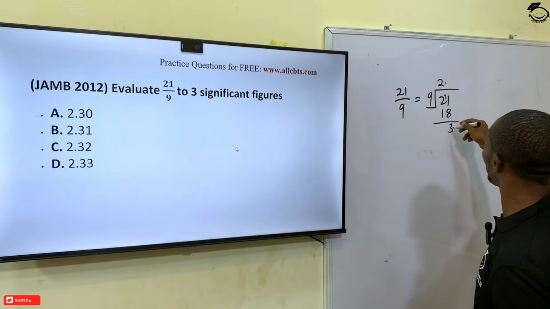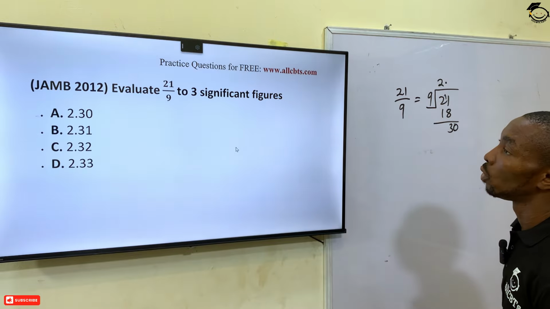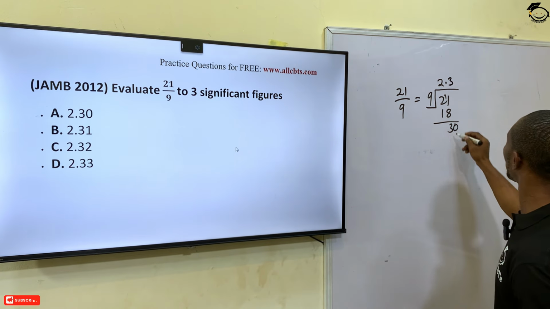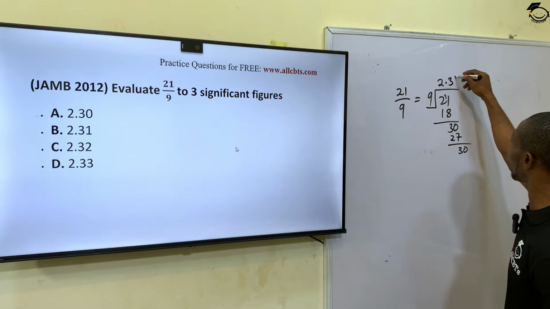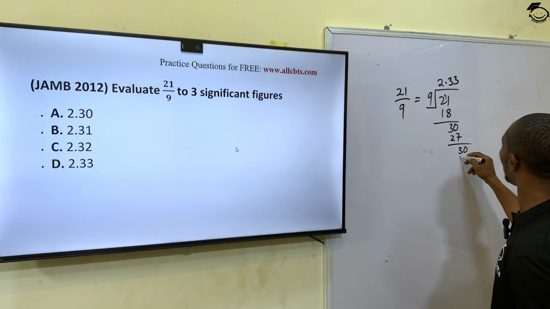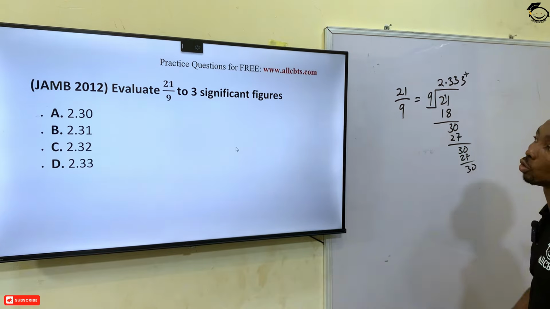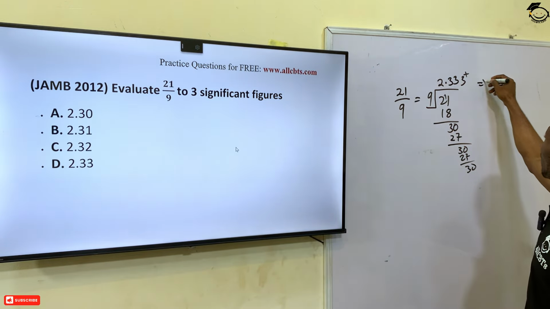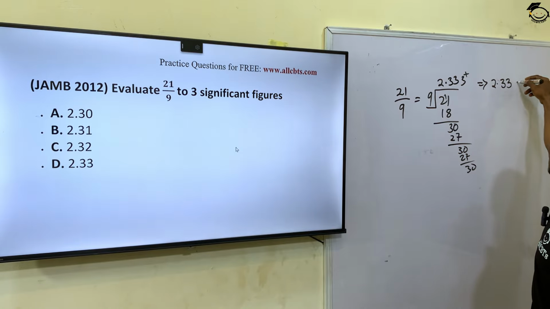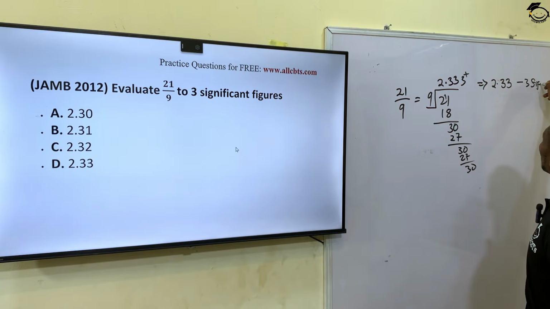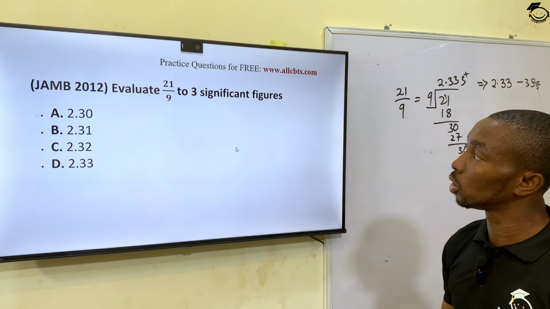So, 9 into 3 cannot. So, we include a point. So, 9 into 30 will give us 3. 9 times 3 will give us 27, which gives us another 3. 9 into 30, 3. Okay? And it keeps going on and on. So, to 3 significant figures, we would be having 2.33 as our 3 significant figures. So, our answer will be 2.33, which is option D.